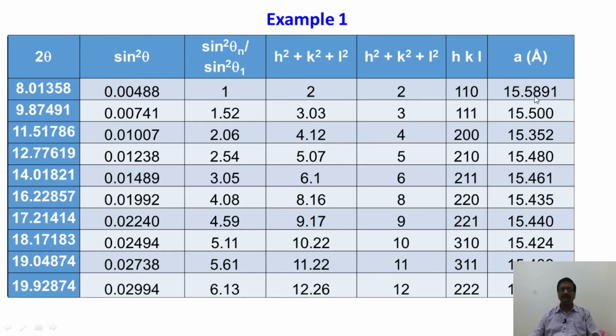So for every individual reflection you can calculate the value of A, and what you see is that the value changes slightly from top to bottom. So one has to take the average of these numbers and give this number as the A average, which is the unit cell parameter of this particular crystal, that is 15.4540 angstrom. You remember this sequence of numbers, this 2, 3, 4, 5, 6, 8, 9, 10, 11 and 12.